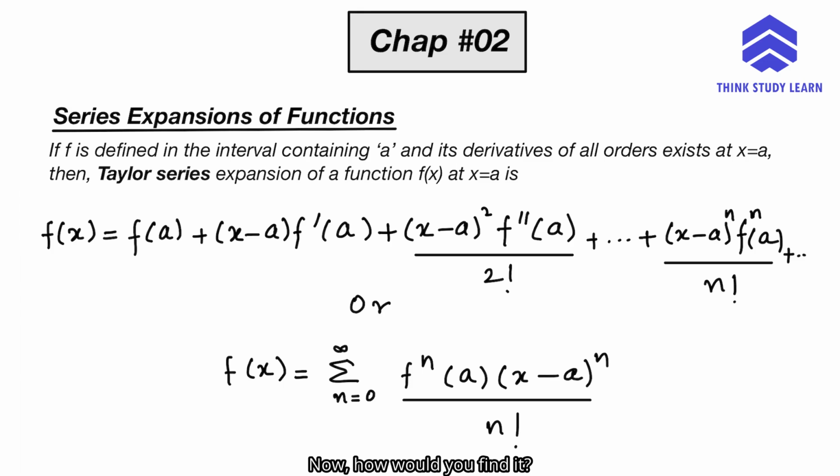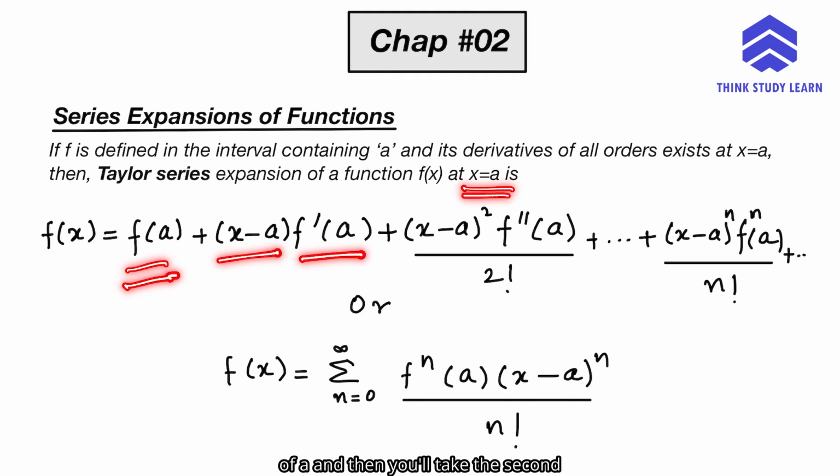Now, how would you find it? You will put the value of a in the place of x to find f of a, and then of course x minus a is easy. You'll take the first derivative of f of x and then put the value of a, and then you'll take the second derivative of f of x and then put the value of a, and then so on up to you get your final answer. I hope you got the concept.